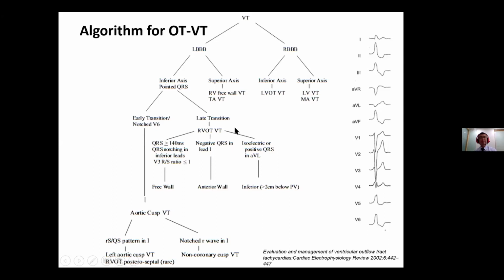So regarding the RVOT location, because we consider that as an RVOT PVC, we will further look at where the location of this PVC is within the RVOT. According to this algorithm, our case has left bundle branch block morphology and inferior axis, and we have a quite late transition. So if late transition, we will search in the RVOT. If early, of course, maybe it is coming from the left side. So it's late. Our QRS duration is more than 140, and you can also see notches in the inferior leads. So we will consider that maybe it is coming from the free wall part.